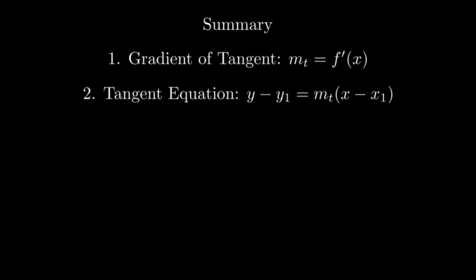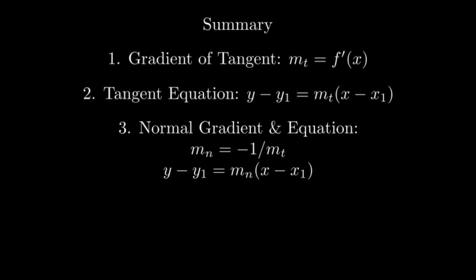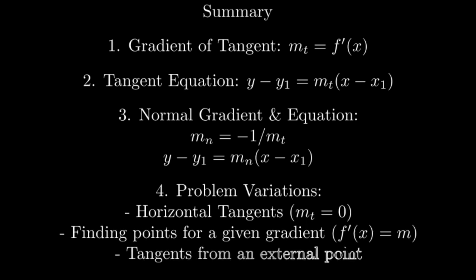Third, we define the normal line as being perpendicular to the tangent. This means its gradient is the negative reciprocal of the tangent's gradient. We use this new gradient with the same point to find the normal's equation. We then looked at several problem variations. We saw how to handle horizontal tangents where the derivative is zero. We learned how to work backwards, solving f'(x) = m to find points with a given gradient. And we tackled the advanced case of finding tangents from an external point by setting up and solving a system of conditions. Finally, we saw how technology can simplify the process of finding the gradient.